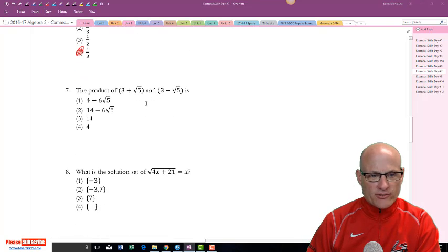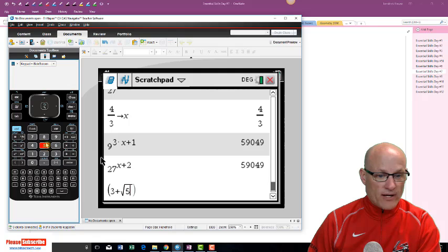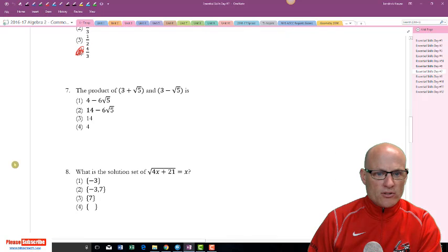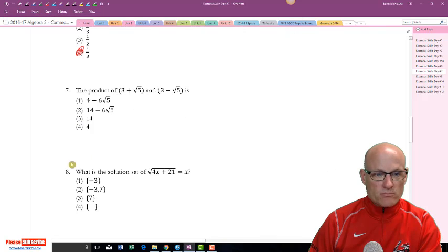Product means multiplying. So you're not going to get away from not understanding that product means multiplying. But 3 plus the square root of 5 times 3 minus the square root of 5. Enter. 4. Oh, the answer's 4. That was easy.